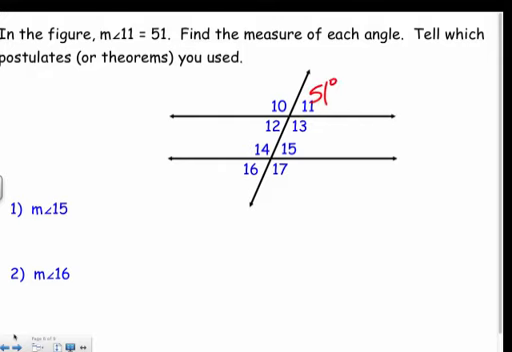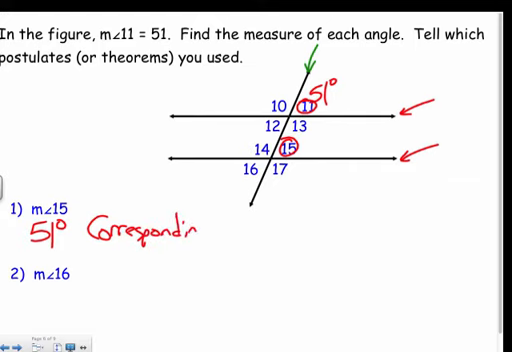Find the measure of each angle. Tell which postulate or theorem you used. Well, for measure 15, if I'm looking at 11 and 15, they're both in the top right according to my parallels. Because here's a parallel. Transversal is right there. I know that they're both in the top right, so they correspond. So I can say this is 51 degrees and corresponding angles. I know I should say corresponding angles postulate, but let's just say corresponding angles would be just fine.